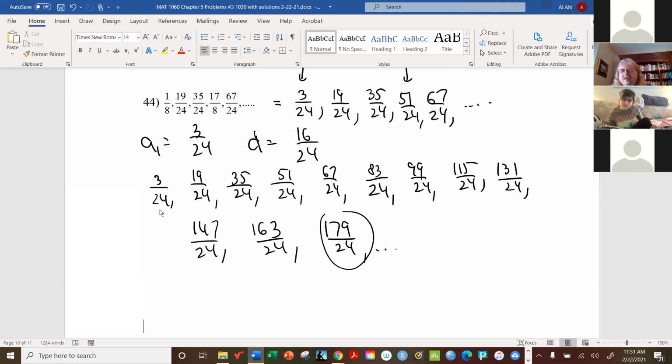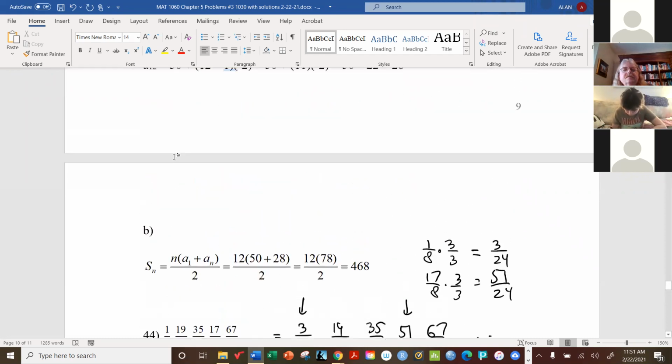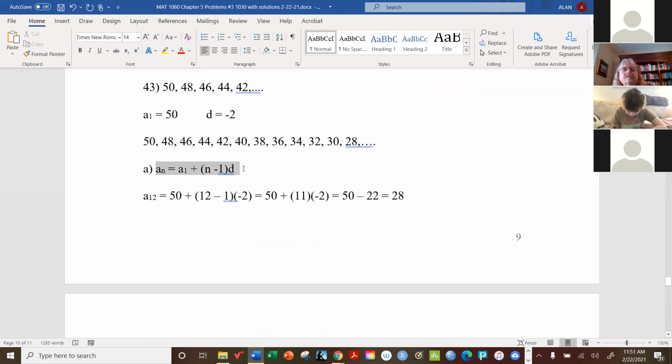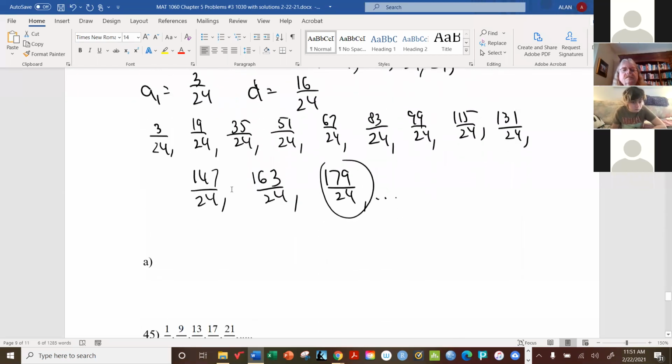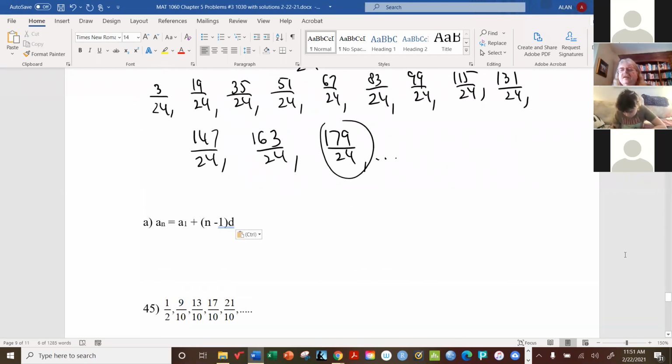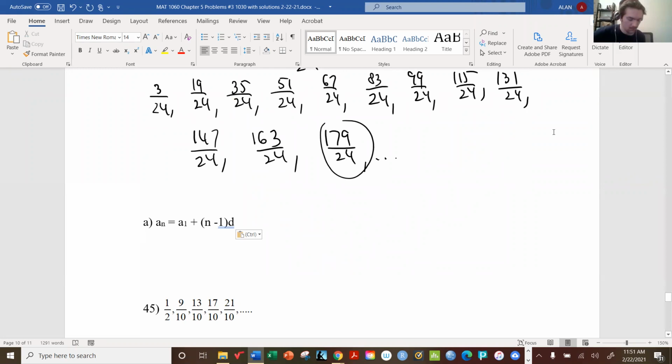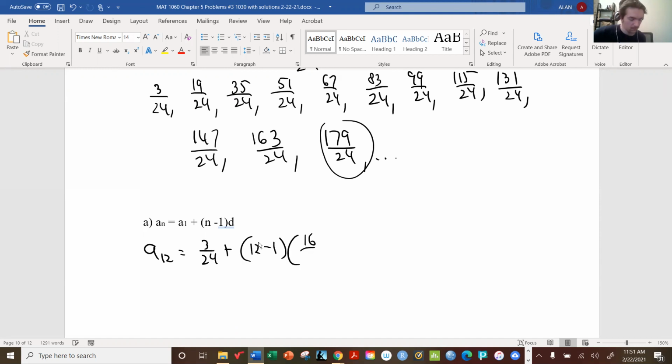All right, so let's prove that with our formula, which is our favorite way of doing this. And, you know, again, we have to be a little careful because they're fractions. Okay. And so we've got A12. Now A1 is 3 over 24 plus 12 times 1 times 16 24ths.